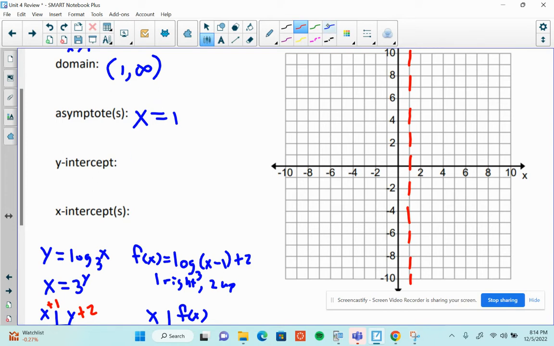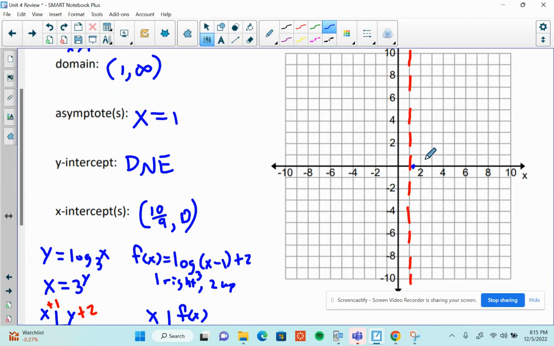Okay, y-intercept, we don't have one. It's not crossing the y-axis. But our x-intercept is 10/9, comma 0. We found that. So I'm going to put that one on the graph. 10/9 is just barely past 1. It's really quite close to 1.